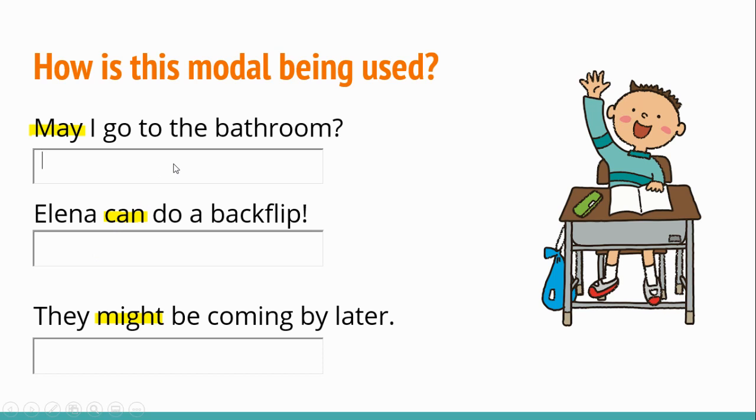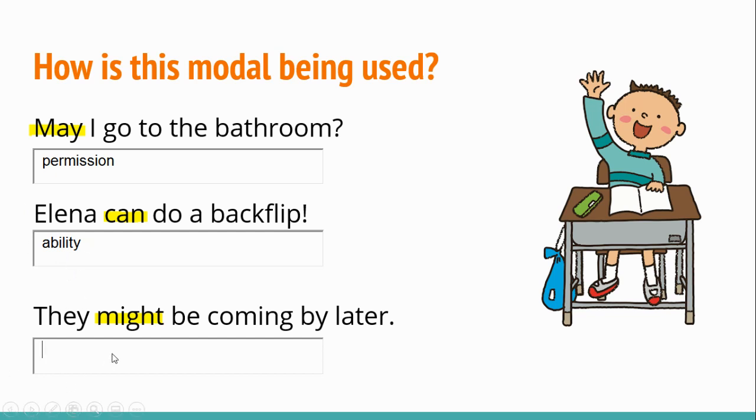May I go to the bathroom? May is asking for permission. This modal is being used to ask for permission. Then we have Elena can do a backflip. We know that we're talking about ability. She has the ability to do a backflip.